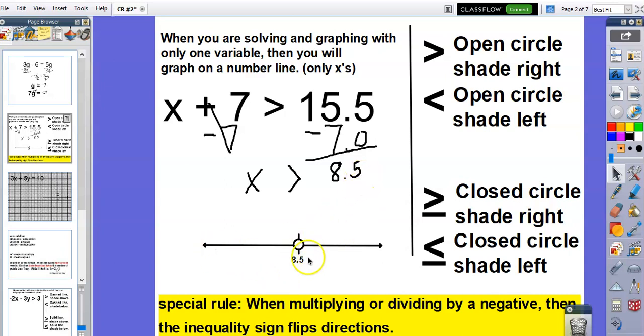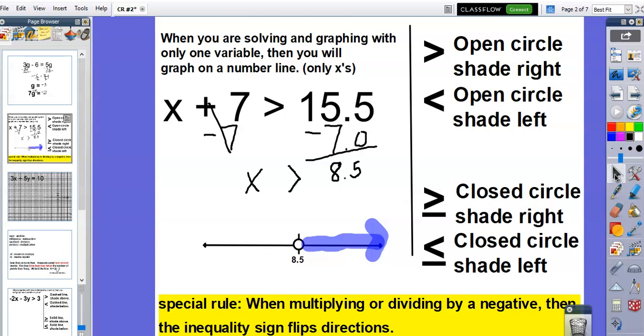So when I draw my number line, I want to make sure that this number is where I put my open circle. And it's saying shade to the right. So that's showing that every answer has to be to the right of 8.5. So that's what the graph would look like.